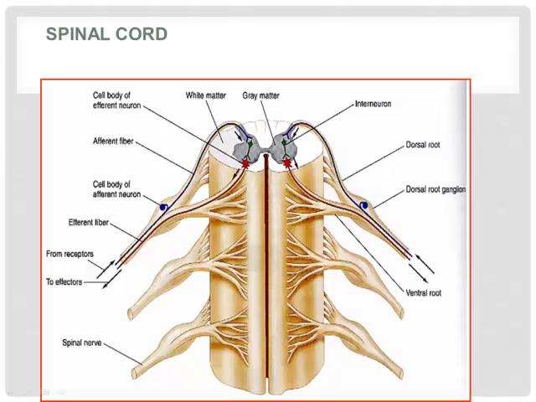So it can go ahead and ascend to the brain, where your body can sense something and then send another motor response down. So there's a couple things that can actually happen in the spinal cord itself.